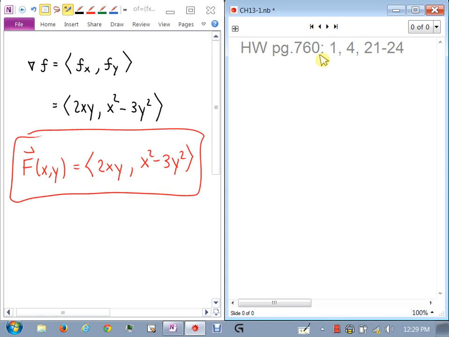Let's see, so number 1, sketch the vector field. Number 4, sketch the vector field. You know, maybe try a couple of points, just practice with it. 21 through 24, find the gradient vector field. Those you need to do. Just practice taking your gradients again.